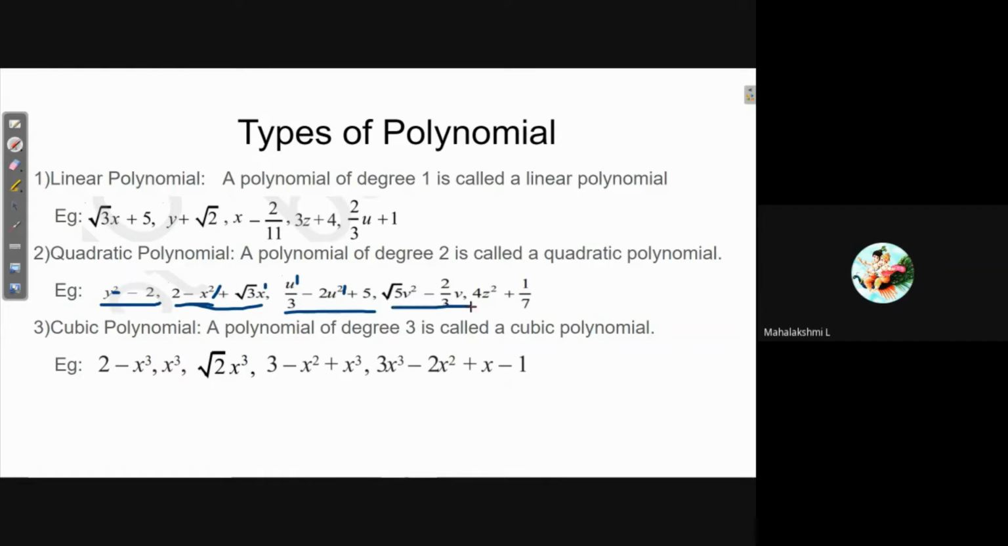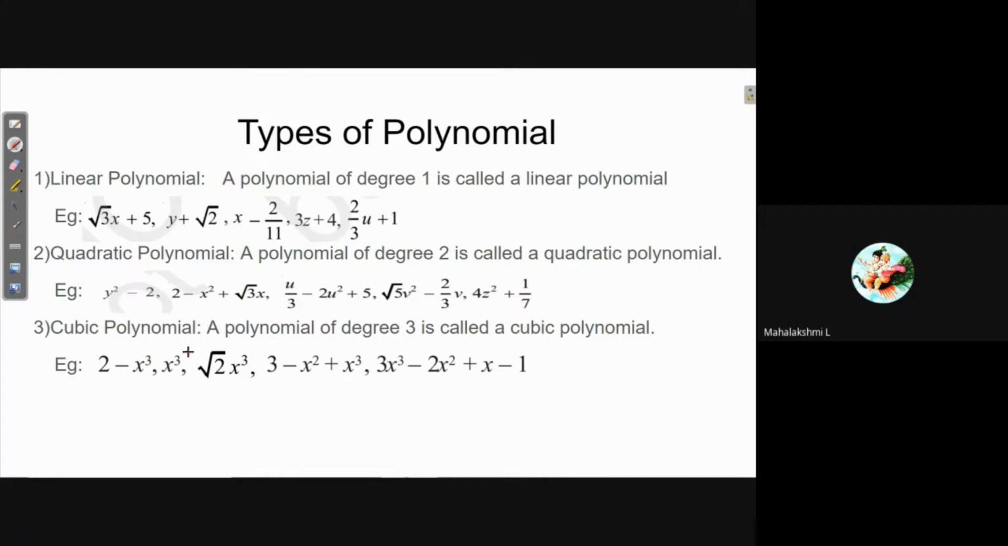Here also, v to the power 1 and v to the power 2 is here. The highest power is 2, degree is 2, hence it is quadratic. Similarly, the last one, the highest power of z is 2, degree is also 2, and hence that polynomial is also quadratic. So, cubic, if the highest power is 3, it is called cubic. For this equation, the highest power is 3, so it is cubic.